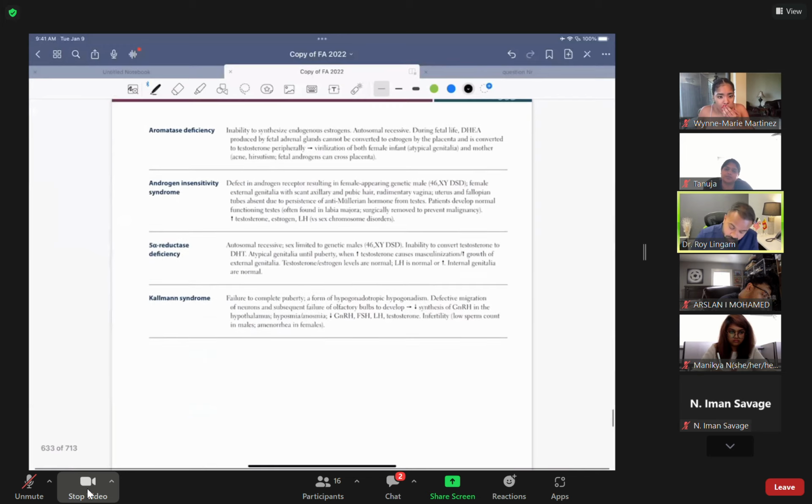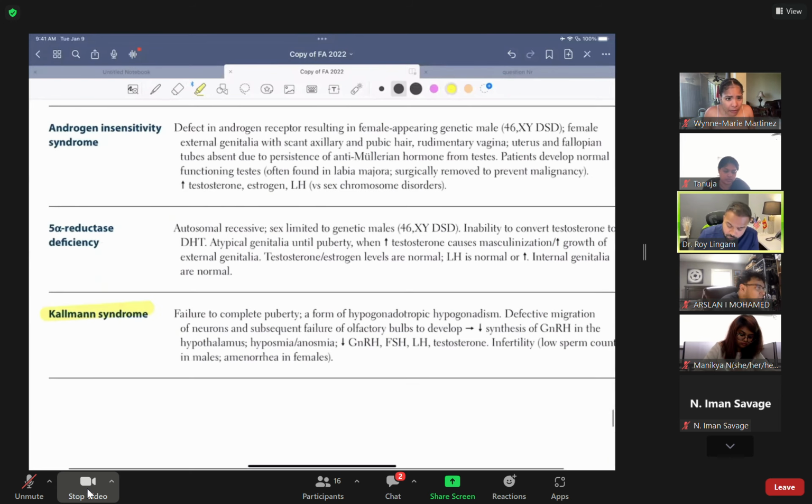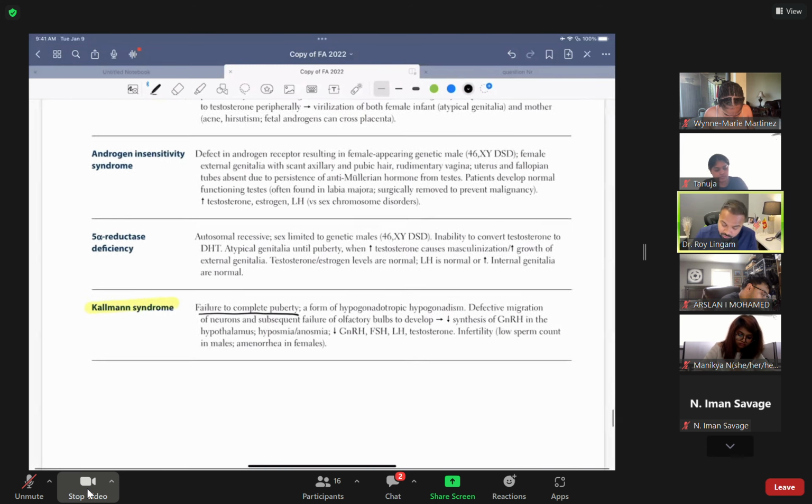Now, go to this page. All the diseases are super high yield in this page, folks. Those 4 diseases. I'm going to go from high yield to low yield. Kallmann syndrome, 100%. Okay. So, talking about Kallmann syndrome, it's failure to complete puberty. Okay. Failure to complete puberty.